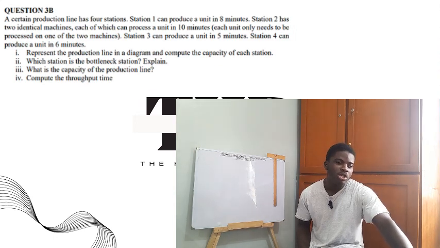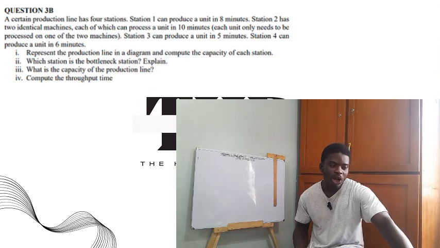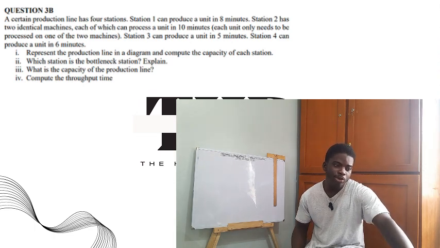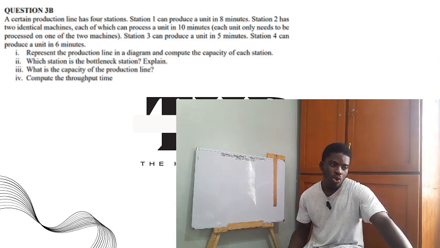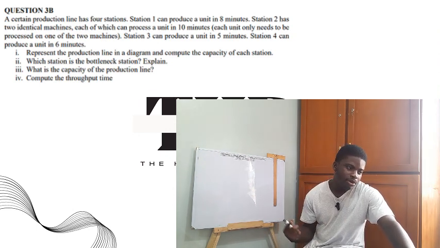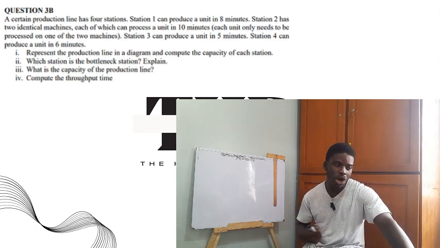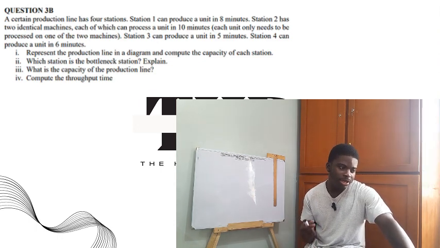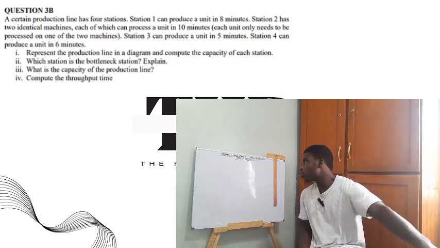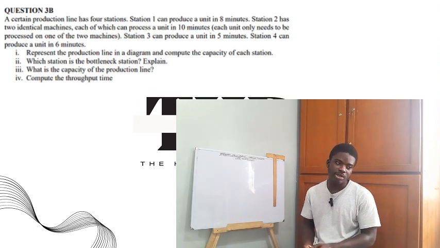Right? So we have to, one, represent the production line in a diagram and compute the capacity of each station. Two, which station is the bottleneck station? Explain. Three, what's the capacity of the production line? And four, compute the throughput time. Very good. So, how do we start?